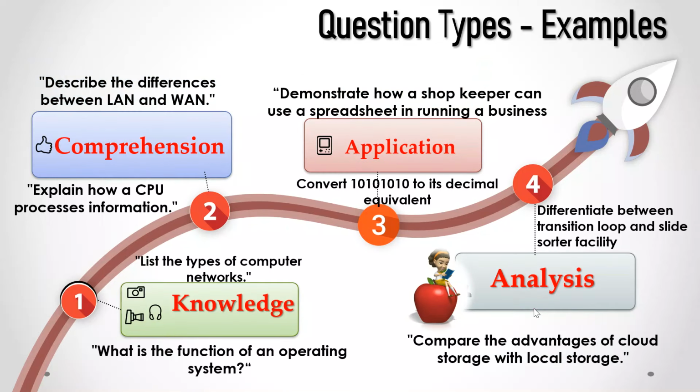For example, under knowledge, the question is saying list the types of computer networks, list two types of computer networks, or list three types of computer networks. Another question can be saying, what is the function of an operating system? So these are the category of questions under knowledge. When it comes to comprehension, expect questions like explain how a CPU can process information, or describe the difference between learn and learn. Those are comprehension questions.